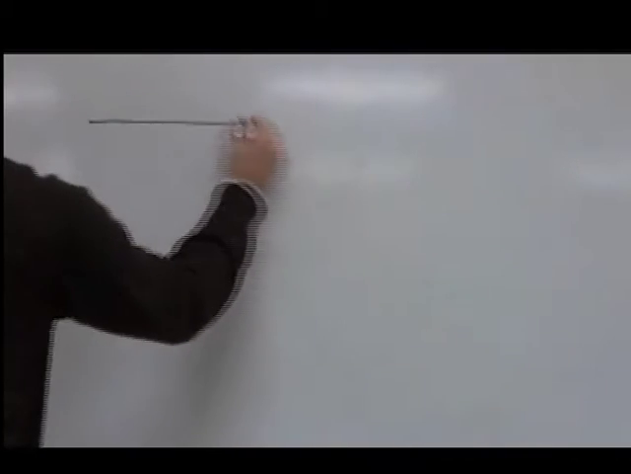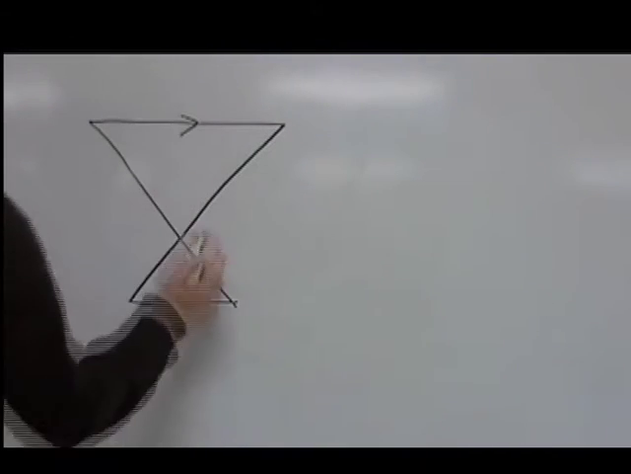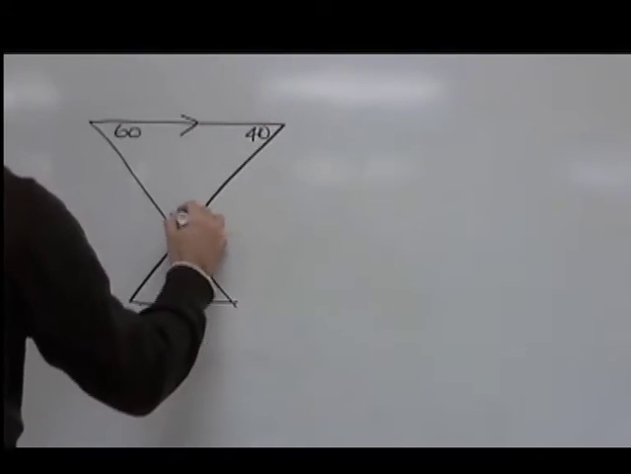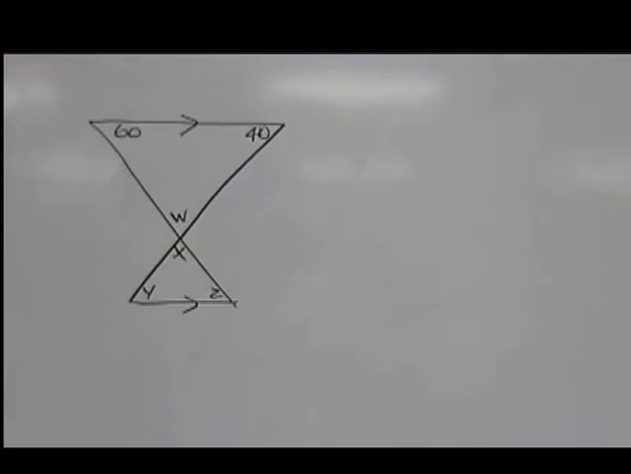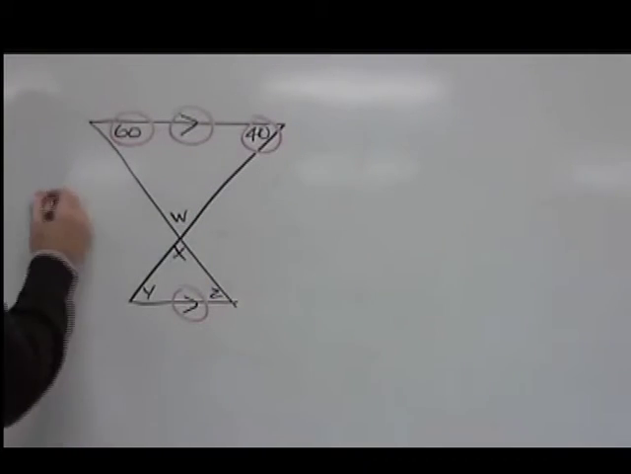So the first shape we're going to look at is a triangle on top of a triangle, almost like an hourglass. And there's our parallel lines, a 60 and a 40, and our W, X, Y, and Z. We always start with what is given. So looking at this, we see our 60, our 40, and our parallel lines.